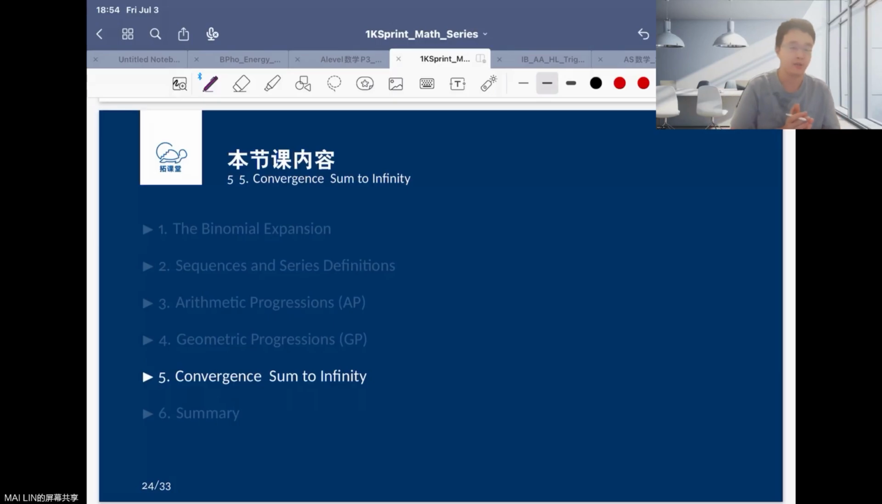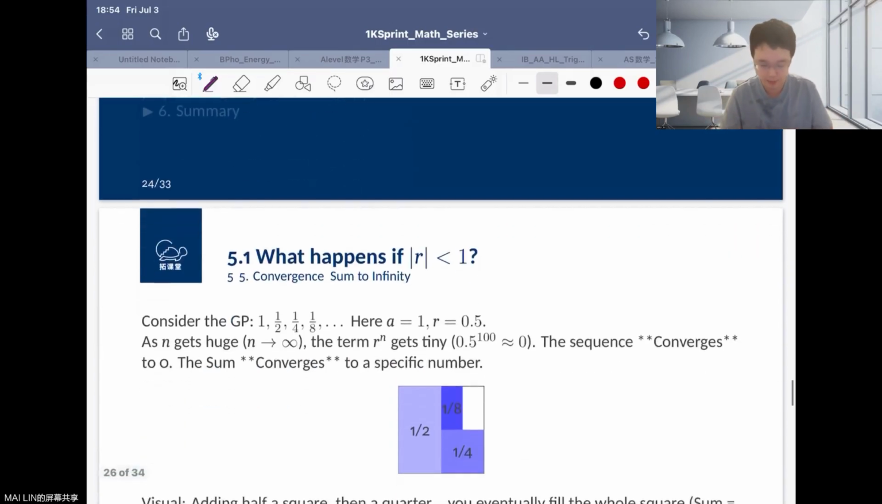Okay, hello guys. Today we are talking about the convergence sum to infinity. So let's move to the first part.